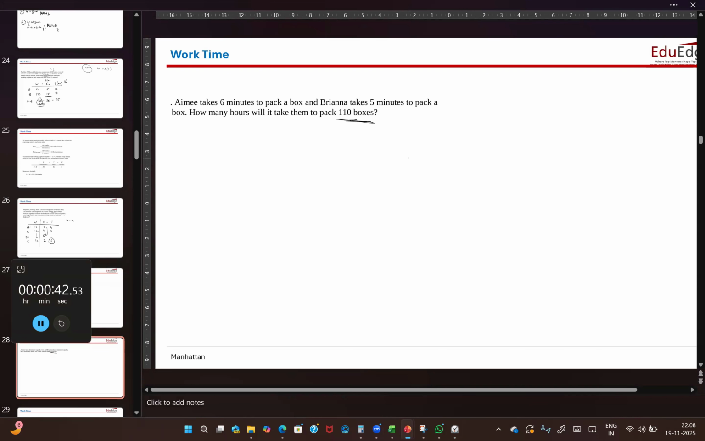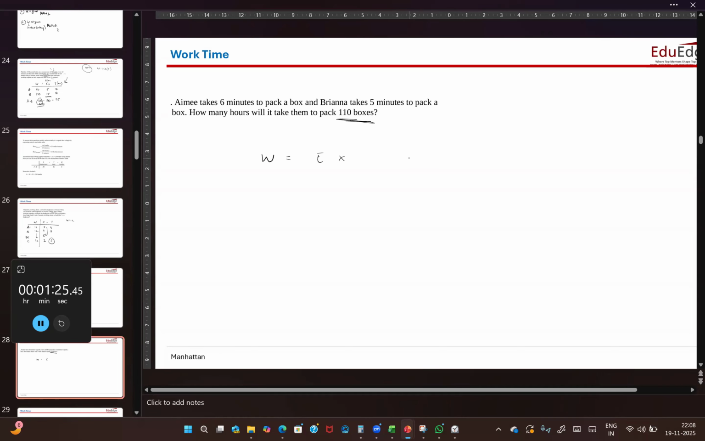Okay. So 1/6 plus 1/5, the same thing. How long will it take to pack 110 boxes together? Yes, together. So the work is 110. Efficiency is the sum of both, and I need to find time. 110 is equal to 11/30 into T. That's 300 minutes, which is 5 hours.